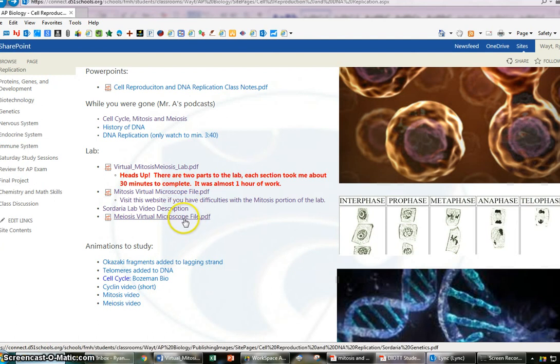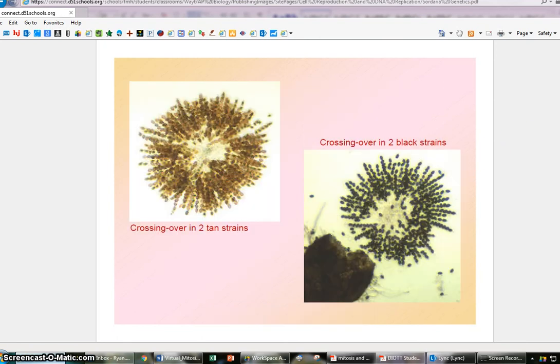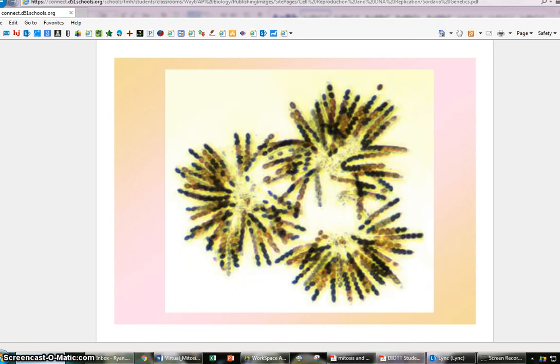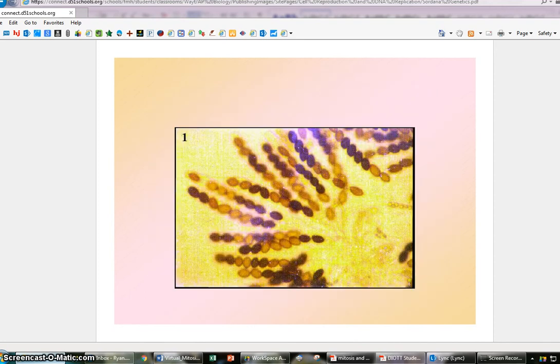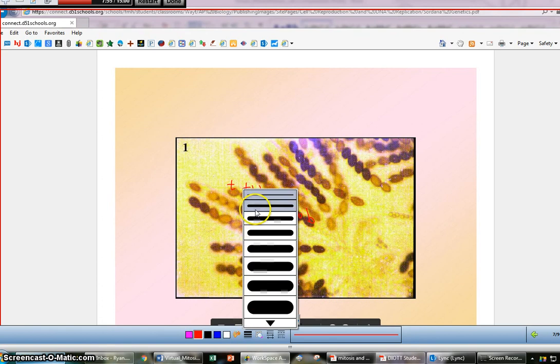Once you get there and you're ready to start counting, then you can open up the meiosis file and find those pictures. There's a few frames here that show you what the crossing over looks like, and then it starts to show you some actual pictures. These are some of the pictures right here, indicated by number 1. So here's an example of crossing over. And for this one, what I see right here is tan, tan, black, black, tan, tan, black, black. If you can see that, let's make this a little bit thicker.